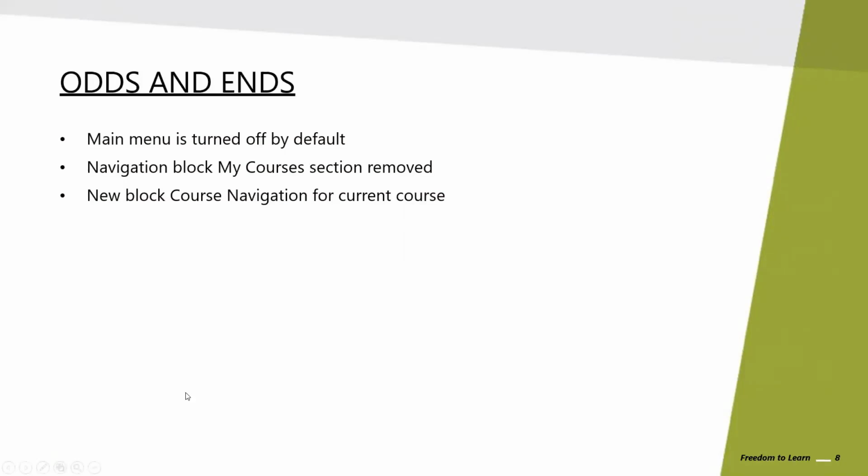We've also made some changes so that when you are in a course, the navigation block that shows up on the left-hand side by default no longer has that My Courses section that just kept unfurling and unfurling, and it was really hard to find stuff in. We've removed that section from the block and created a new block called Course Navigation. So when you're in a particular course, you can have that block that is giving you additional routes to get to the same content that you wanted to have access to through the course page.